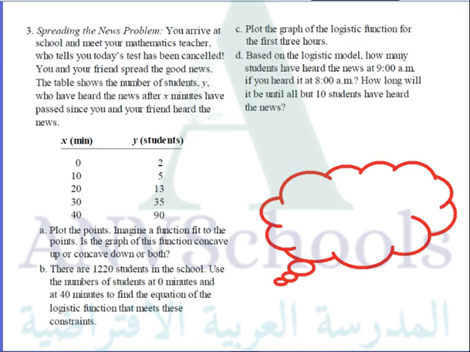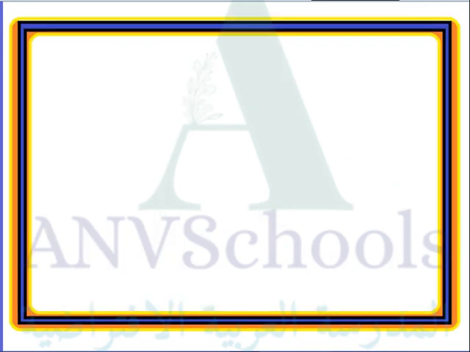Now we go to letter D. Based on the logistic model, how many students have heard the news at 9 o'clock a.m.? If you heard it at 8 o'clock a.m., how long will it be until all but 10 students have heard the news? Meaning there are only 1, 2, 1, 0. So let us solve that in the next slide. So let's do it here.